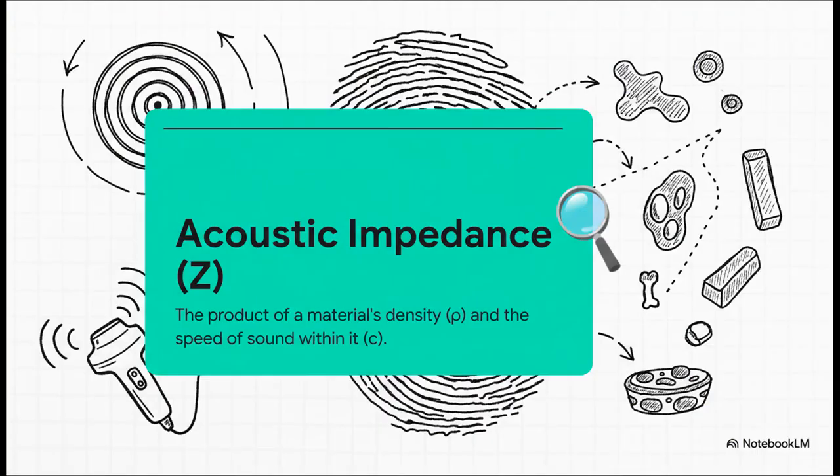So what is this acoustic impedance? Well, scientists call it Z. And it's basically a unique property of every single material in your body. It comes from multiplying a tissue's density by how fast sound travels through it.